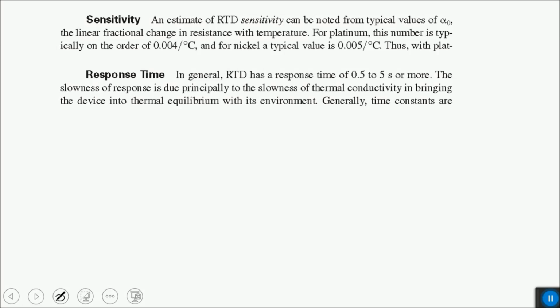Then the second characteristic of RTDs is the response time. In general, RTDs have a response time of 0.5 to 5 seconds or more. The slowness of response is due principally to the slowness of thermal conductivity in bringing the device into thermal equilibrium with its environment.